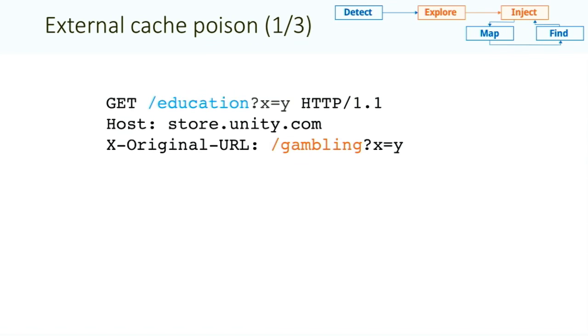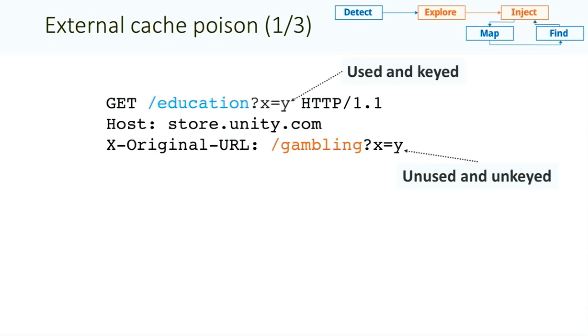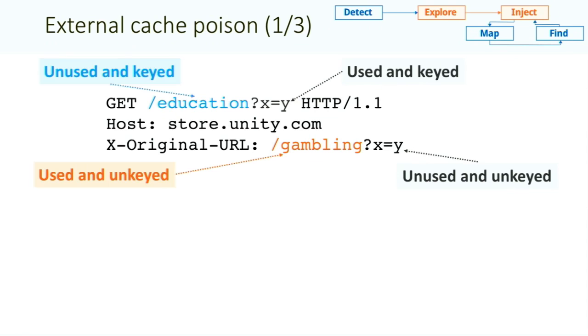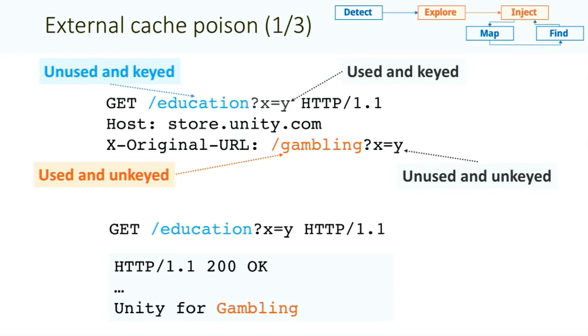So if the target is using an external cache, like Cloudflare, like every example I've shown you so far, then we can replace any path on the server with the response to any other path. So, for example, on store.unity.com, we can't do anything with the query because the query in that header is ignored. But we can swap the paths around. So the effect of sending this request to their server is if someone tries to fetch the Unity for Education page, they get the Unity for Gambling page, which looks like this.